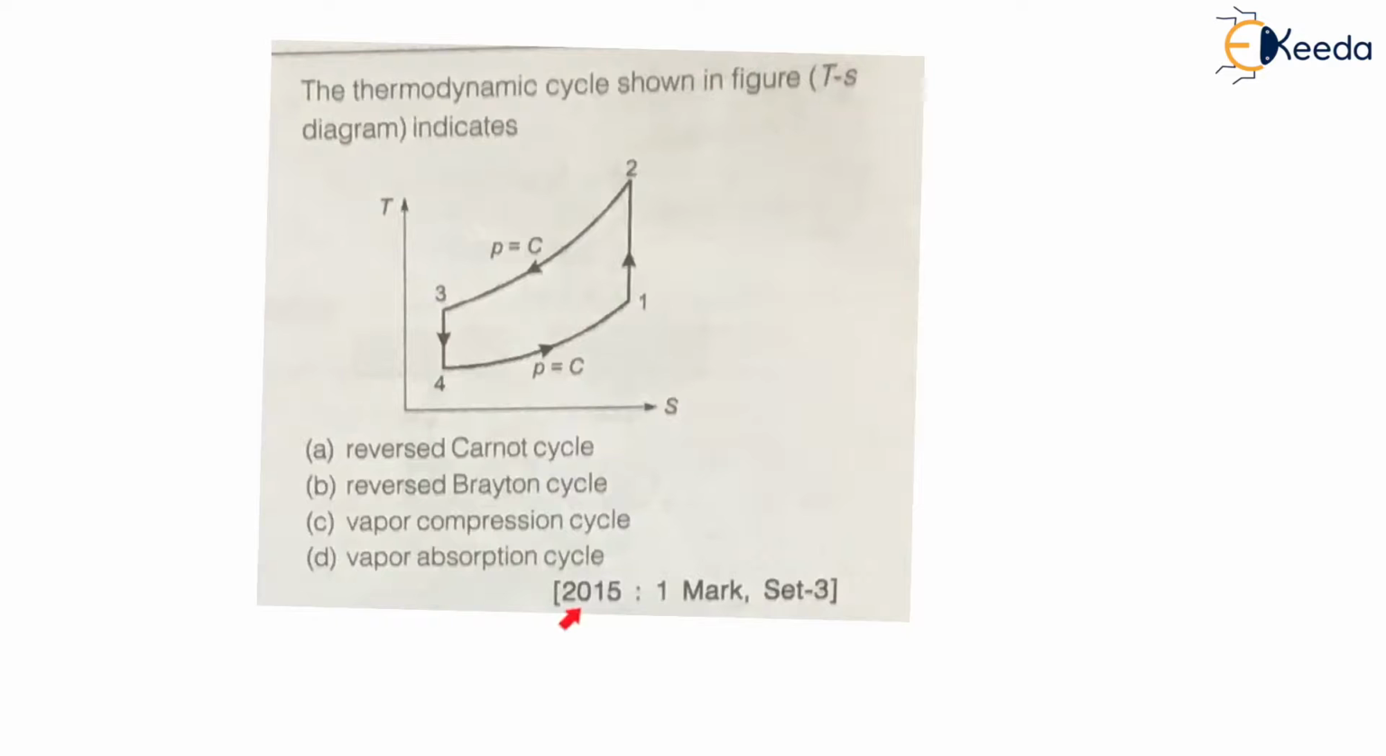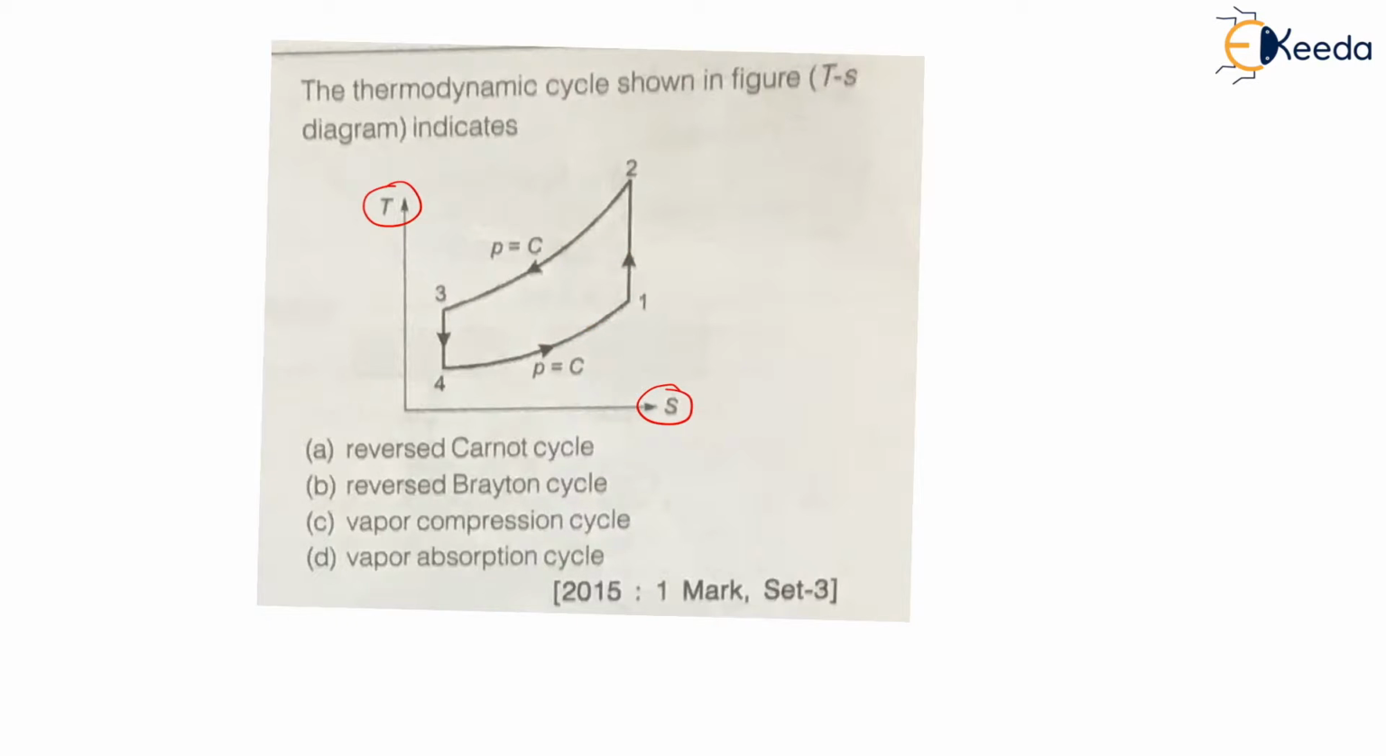The very first question was asked in GATE 2015 for 1 mark in set 3. The question is, the thermodynamic cycle shown in the figure, a T-S diagram, indicates. Here on the y-axis temperature is given and on the x-axis entropy is given. The question is, which cycle is this?